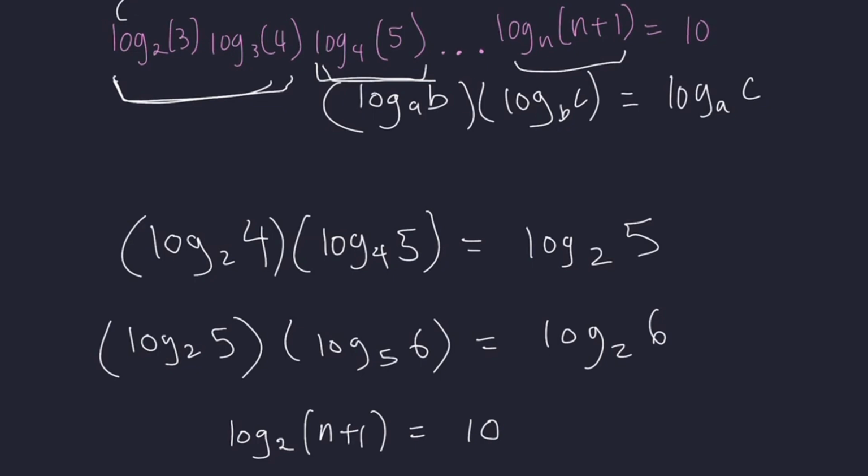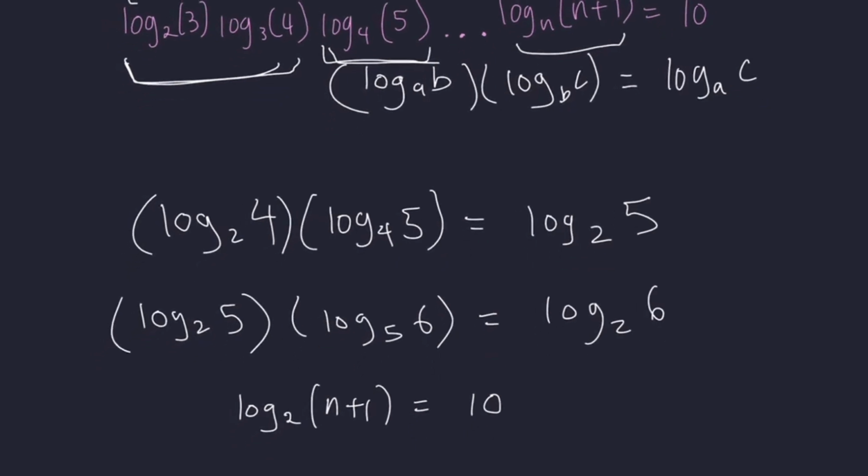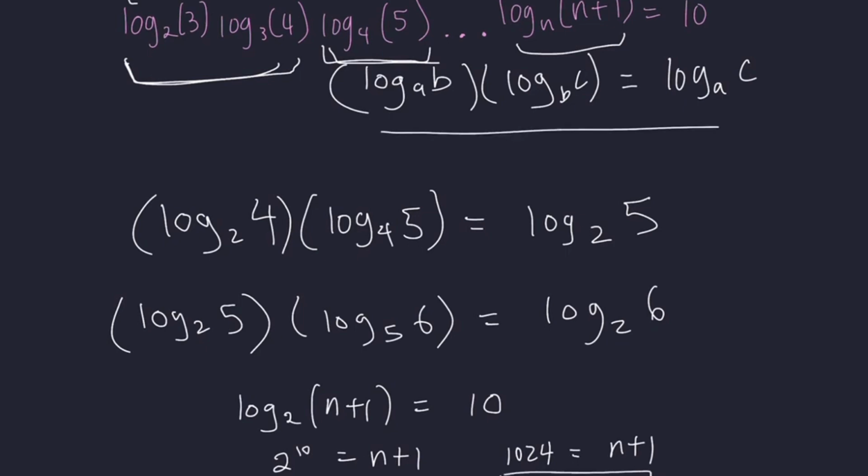So now that we have this, we can easily solve this problem because 2 to the 10 equals n plus 1. This is just what a logarithm is. And 2 to the 10th is 1024. So this will equal n plus 1. So therefore, n equals 1023. As you can see, using this really useful identity here, we can solve this problem pretty easily.